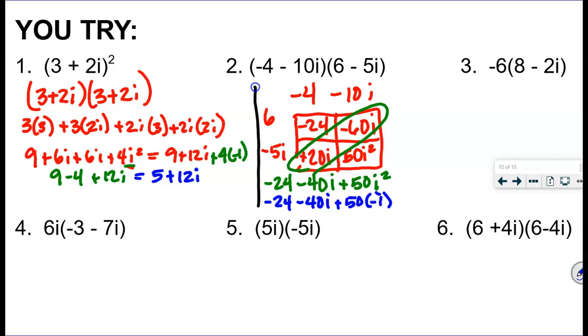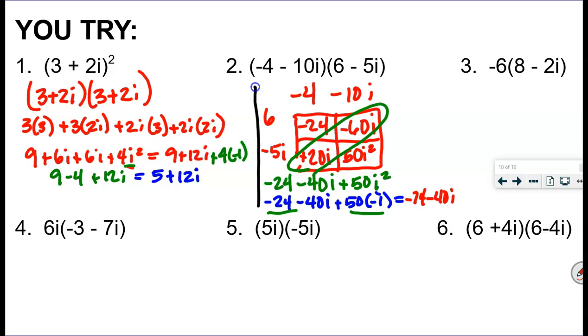So this is going to end up being negative 24 minus negative 74, because we're going to subtract that, right? Y'all see, we're going to combine these two like terms right here, this and this, because it's going to end up, negative 50 minus 24 is negative 74. So that's going to be negative 74 minus 40i. Okay?